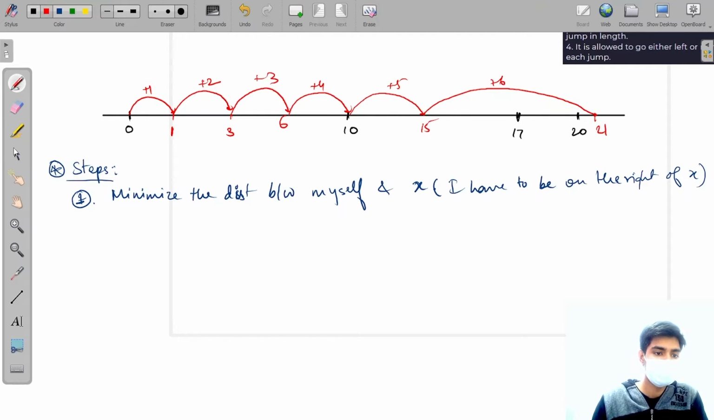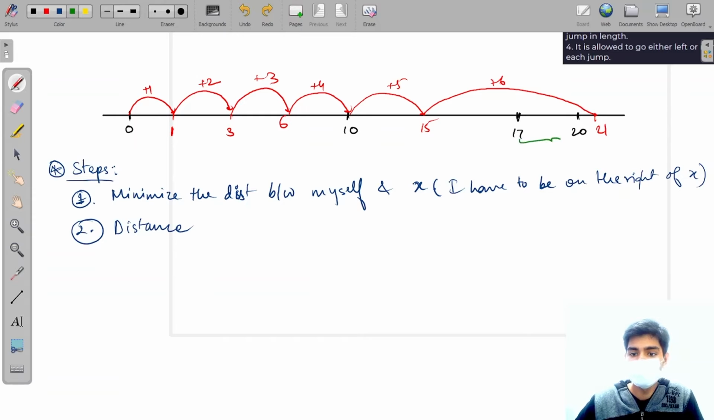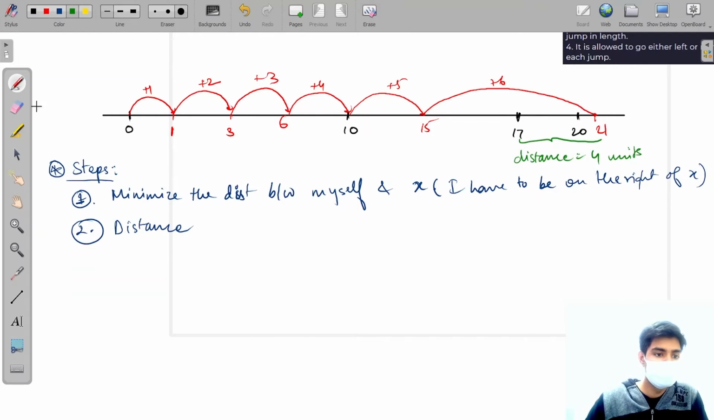Now since I'm on the right, I will have my second step, which is to look at the distance. What is the distance between me and the destination? This is my destination and this is me. The distance here is 4 units. So we will say that if my distance is even, or it can be odd, right?